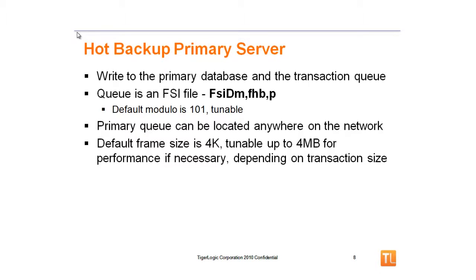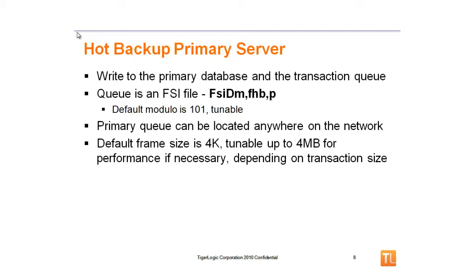Its default modulo is specified when you set up Windows Hot Backup, and we'll talk about that a little bit. But since it's an FSI file, it goes by the rules of FSI file architecture and location. It can reside anywhere on the network. By default, it sits on the primary machine, but you could locate that on a SAN. It could actually be on the secondary machine.